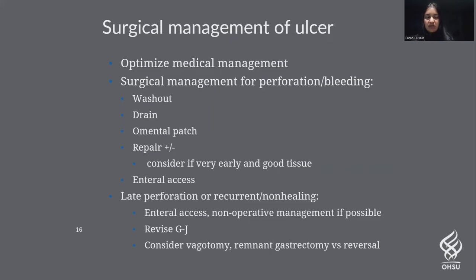Again, we usually start with enteral access to make sure their nutrition's optimized. And we try in some cases to over-sew them with an endoscope, see if we can take care of some of the problems internally. If that doesn't happen, you have to consider revising the gastrojejunostomy. You may want to consider doing a vagotomy at that time.